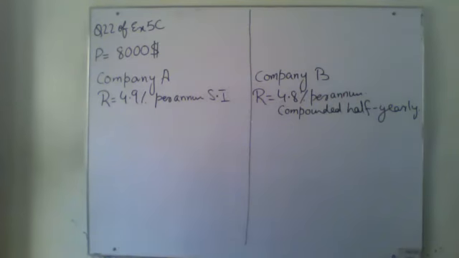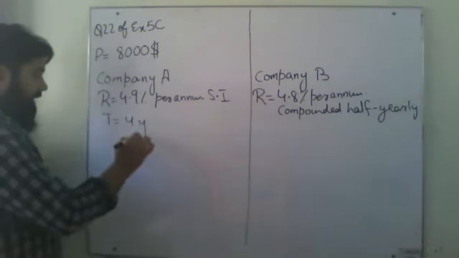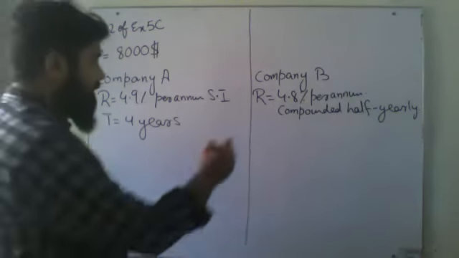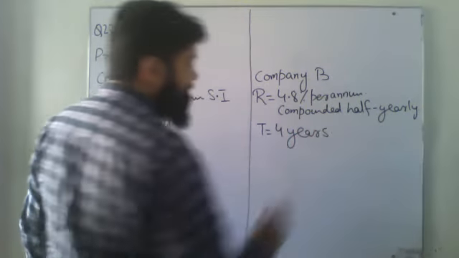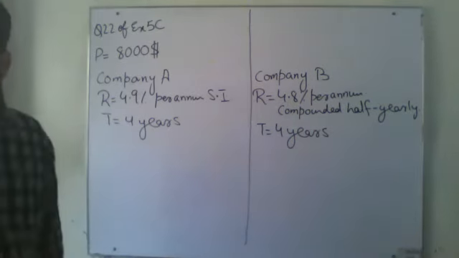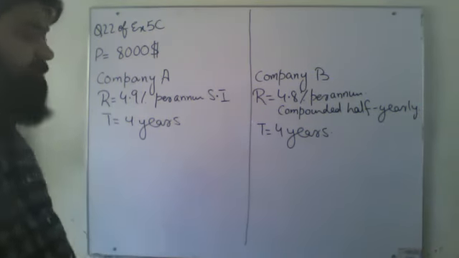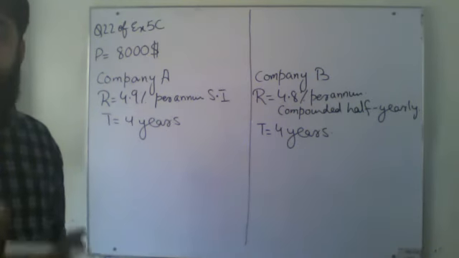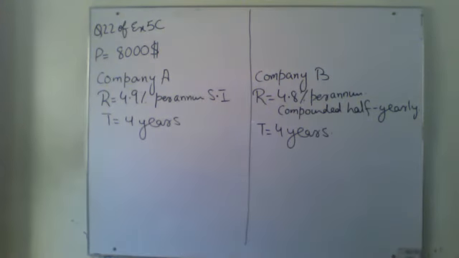Now the person wants to invest it for 4 years. Time is given as 4 years. Part number one is asking in which company the money should be invested. For that, first of all, I have to find the total amount that the person is going to receive.